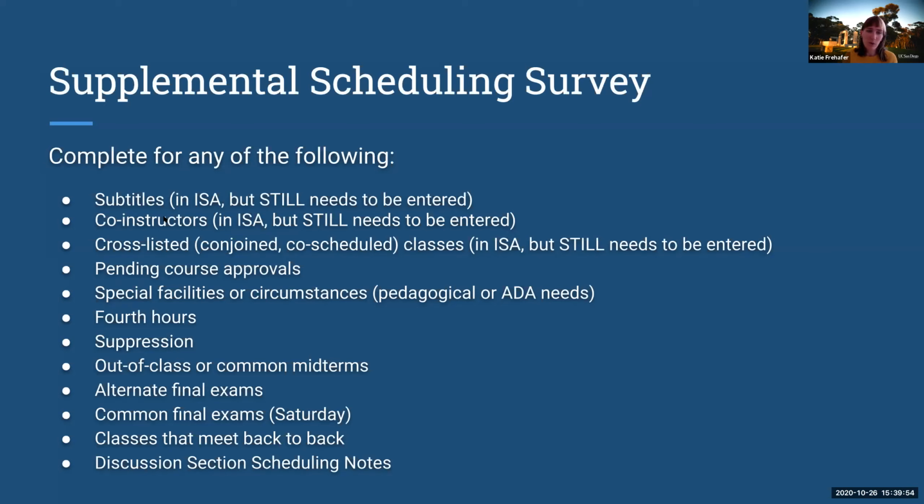Co-instructors are in the same boat. Right now, you can put multiple co-instructors into ISA, and that will go across to the summer session approval step, but they still need to be entered in the Qualtrics form for the registrar's process to get into ISIS. We're in this kind of clunky in-between phase where there are still some manual steps that have to happen that can't be accommodated automatically through ISA. Cross-listed, conjoined, and co-scheduled classes still need to be entered in the supplemental. Pending course approvals, special facilities, et cetera.